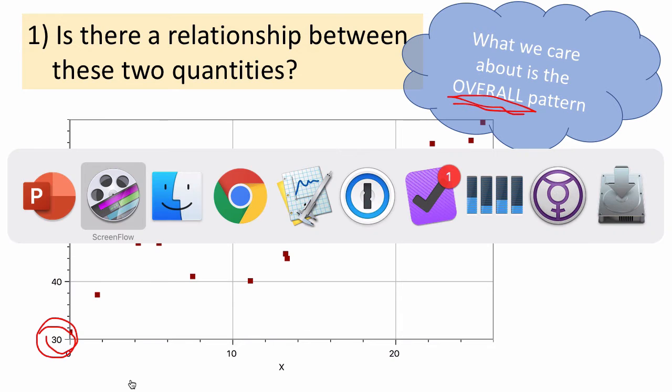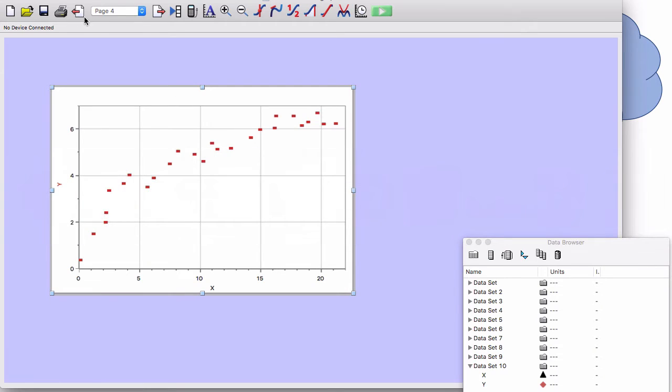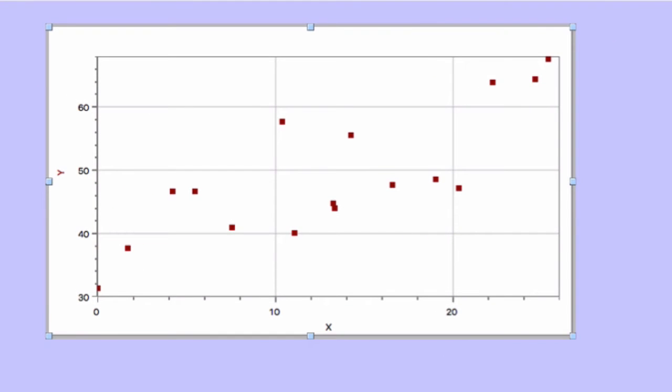Hang on a minute. Do I have a version of this one? Yeah, here it is, right?